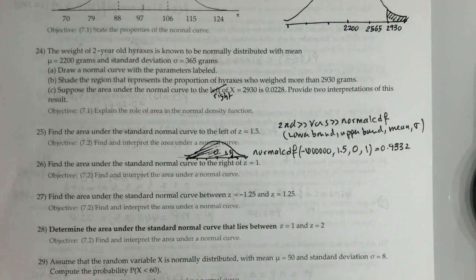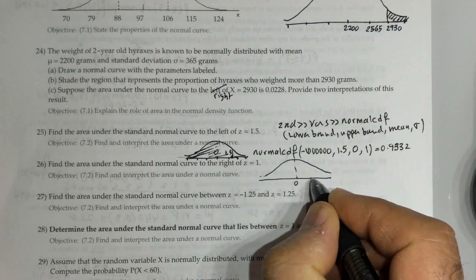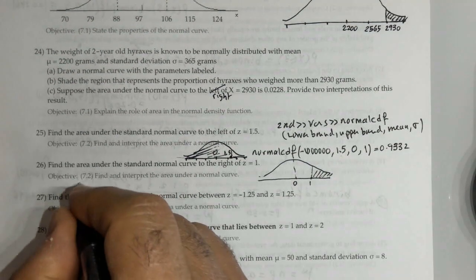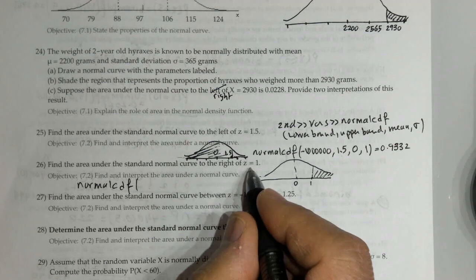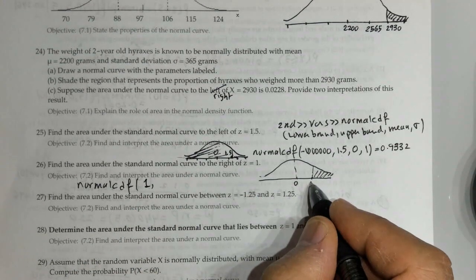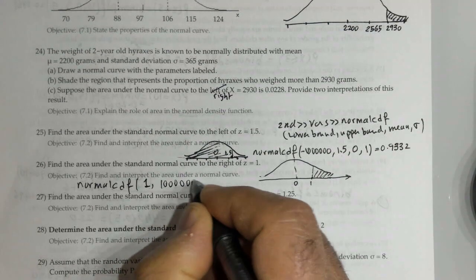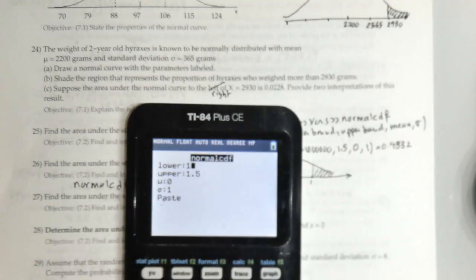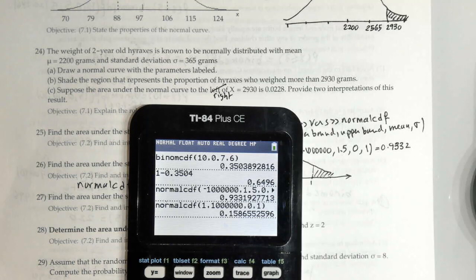Number 26. Find the area to the right of z equals 1. Let me show you how this is going to look. So this is 0. This is the 1, and to the right of z equals 1, it's this area. So that will be normal CDF. What's the upper bound here? The lower bound is what we start with. It's 1. The upper bound is, the sky is the limit, so you'll do a million here. And then 0 and 1, and then you get the answer. Let me show you the answer here. So it's 1, a million, 0, 1, paste, 0.1587.